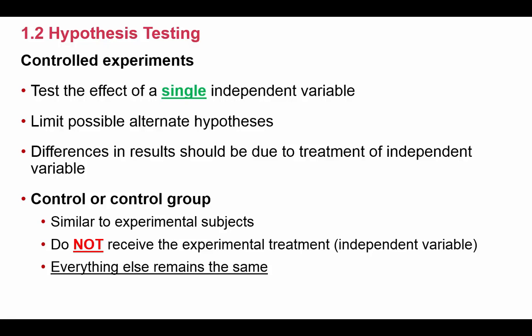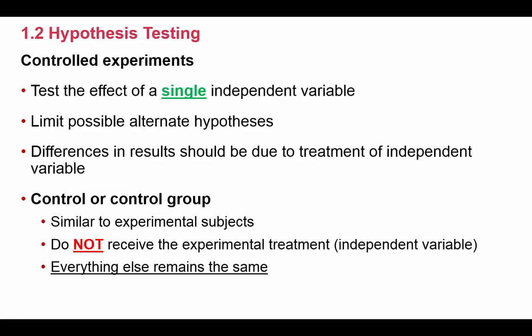The second thing is you want to make sure that you limit possible alternate hypotheses. At the end of your experiment, if your hypothesis is supported, it should be supported in such a way that you're not starting to think, well, there may have been other reasons why I got this result. Differences in results should be due to treatment of the independent variable.